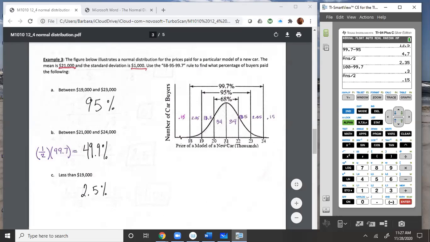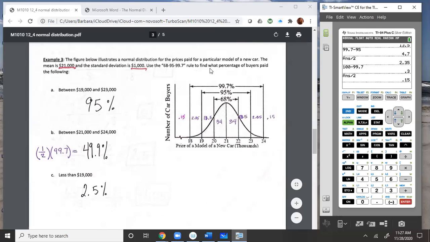Okay, so here's the number 21 and it's in thousands. The standard deviation is 1,000. So if you add 1,000, you get to 22 and you keep adding, right? And then on the left side, we subtract 1,000 each time. All right, so part A.